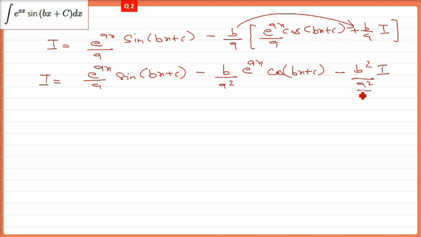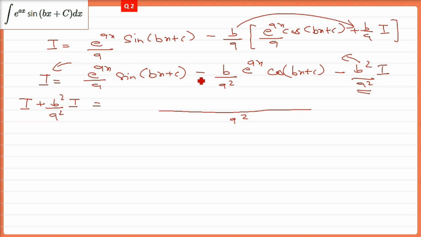Now this whole goes on the left here. So it will be I plus b square by a square into I is equal to, now you can take something common from here, and you also have to do the LCM thing. So we'll make it as one term. For that we'll take a square as the denominator, that is the LCM. So the right hand side a square is already there, so the numerator will only come b into e raised ax into cos bx plus c.